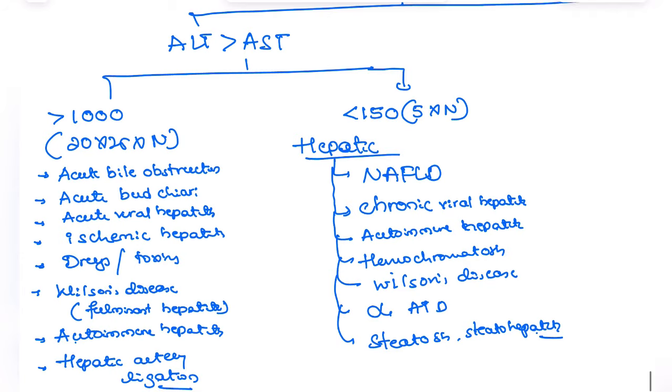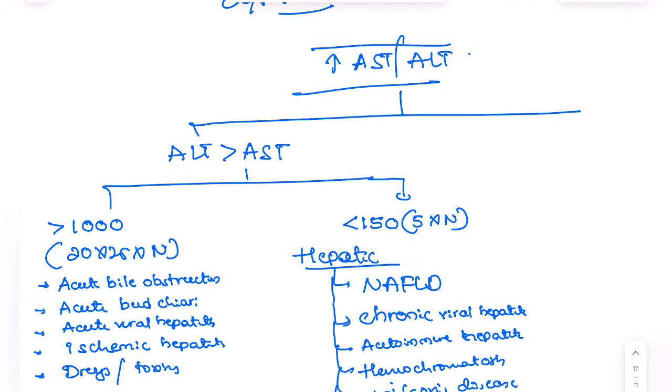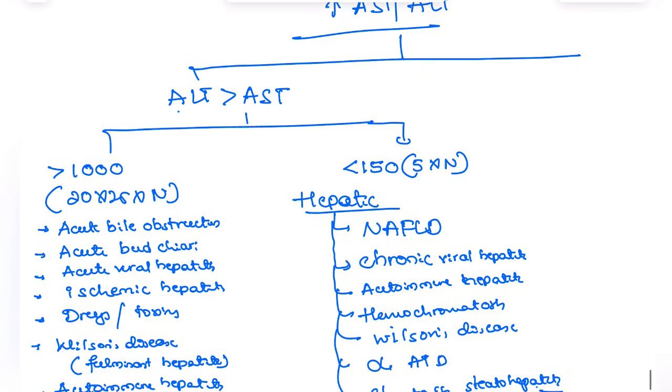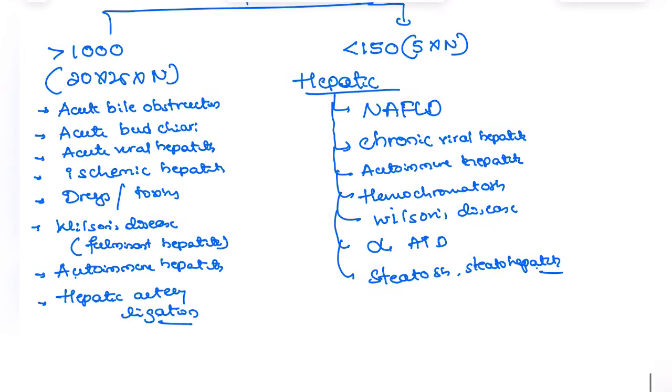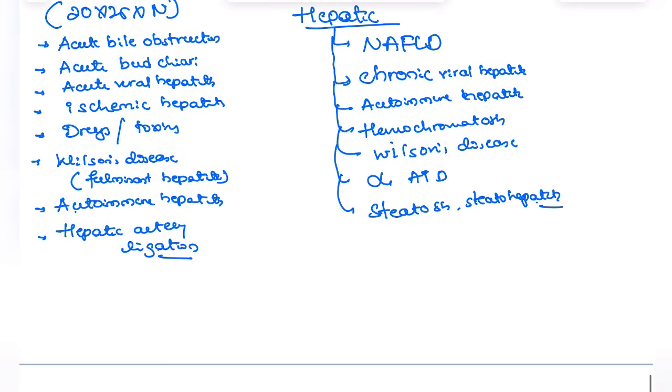So whenever you get raised AST, ALT, that is transaminitis, you have to look at the values, whether ALT is more than AST. When ALT is more than AST, look at the absolute values, whether they are more than 1000 or less than 150. When this is the situation, these are the differential diagnoses.